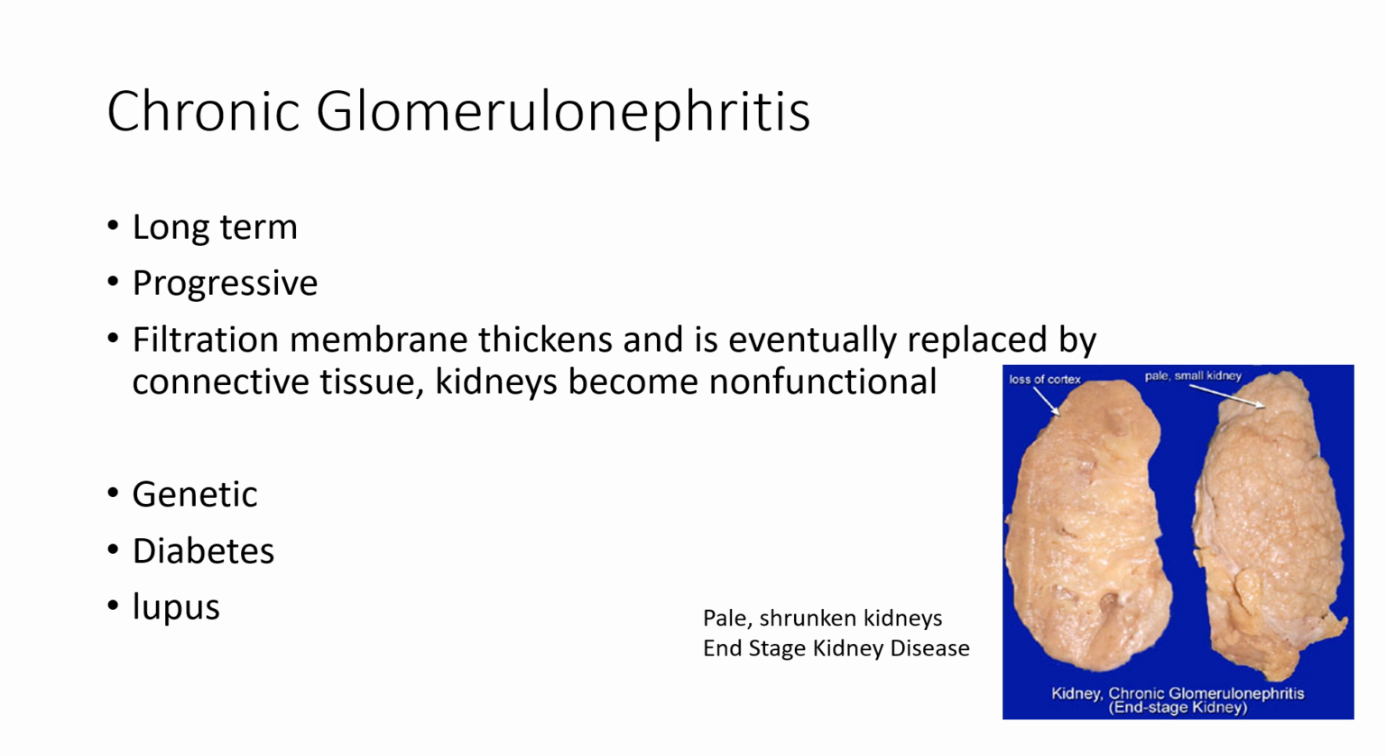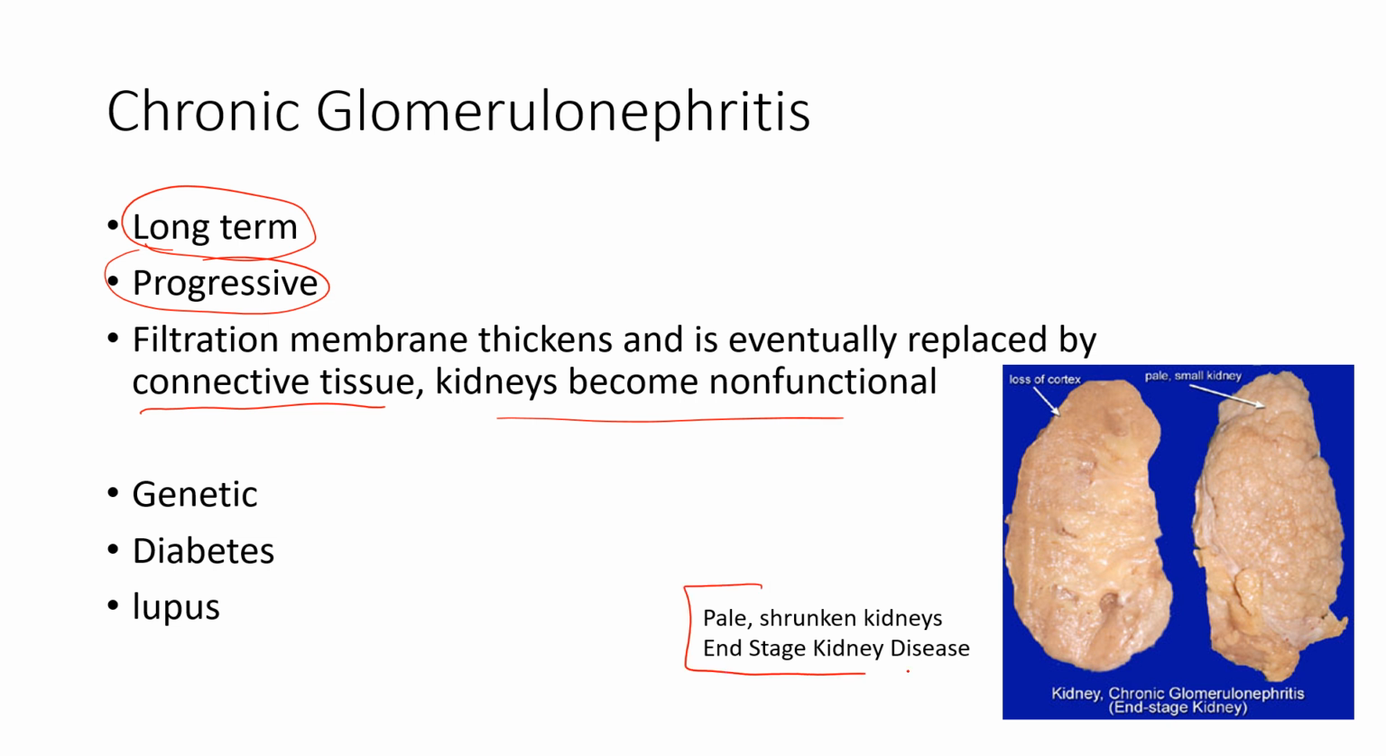Chronic glomerulonephritis, again, long-term progressive, meaning it's going to get worse over time. The filtration membrane thickens and is eventually replaced by connective tissue. Anytime you've got scar tissue replacing, that tends to be an issue of concern. The kidneys actually become non-functional.